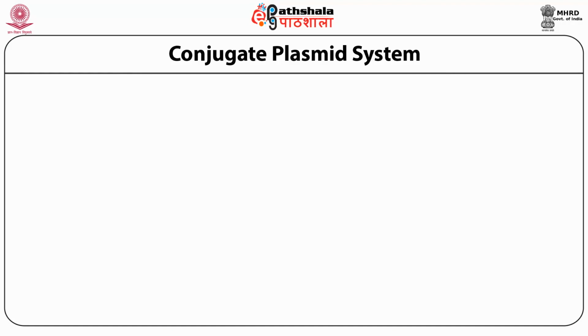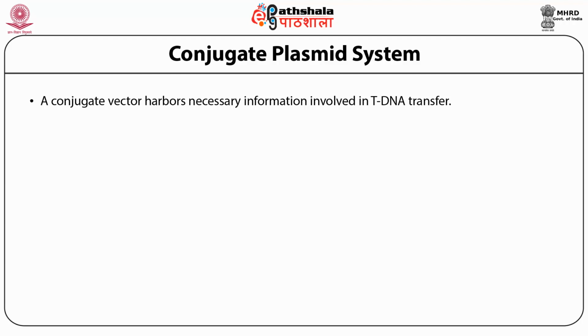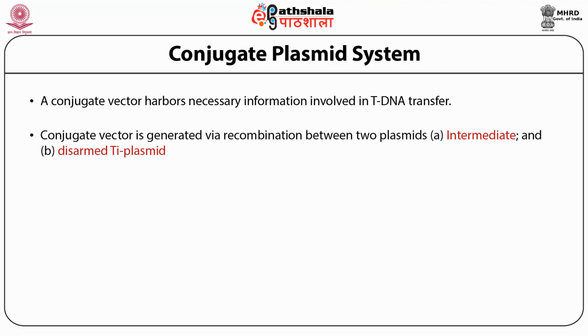Conjugate plasmid system is a single vector system which is used to transform plant cells and generate a transgenic plant. A conjugate vector system eventually contains all the information that is required for transferring the tDNA sequence into a plant genome. However, this vector is generated by a recombination method, and for that it requires two plasmids, namely intermediate plasmid and disarmed Ti plasmid. Now what is an intermediate vector?